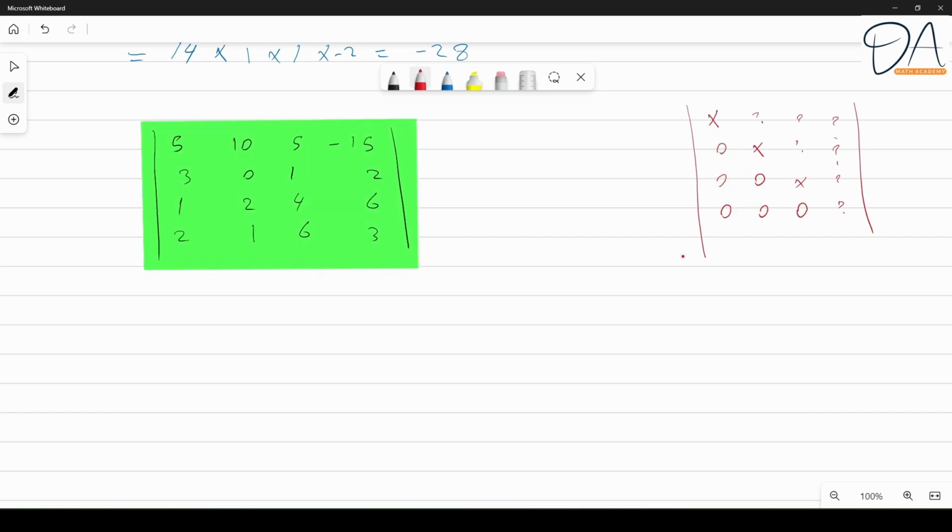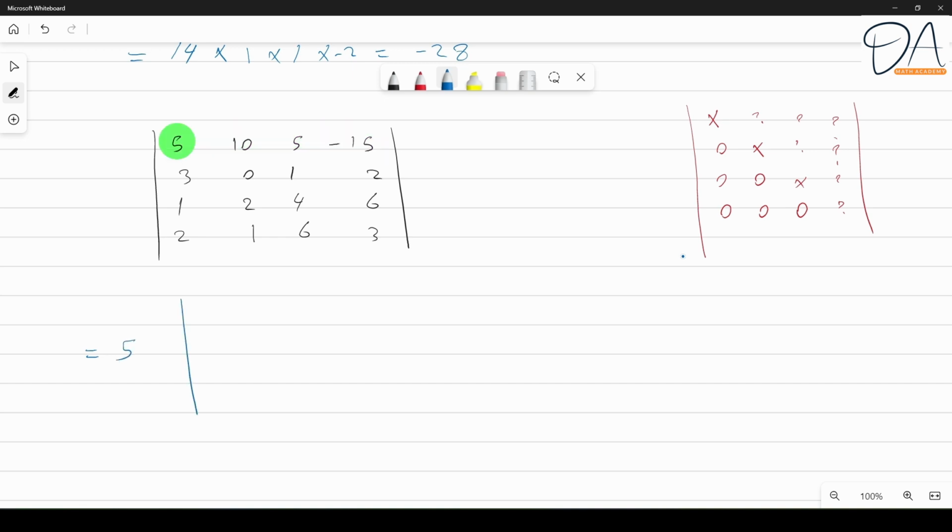Looking at this, again, it's helpful to factor out any common value because that gives you smaller numbers to work with. So we can see in the first row that we have 5 as a common factor. I can take it out. Then 5 divided by 5 gives 1, 10 by 5 gives you 2, 5 by 5 gives you 1, minus 15 by 5 gives you minus 3. And then the other rows.